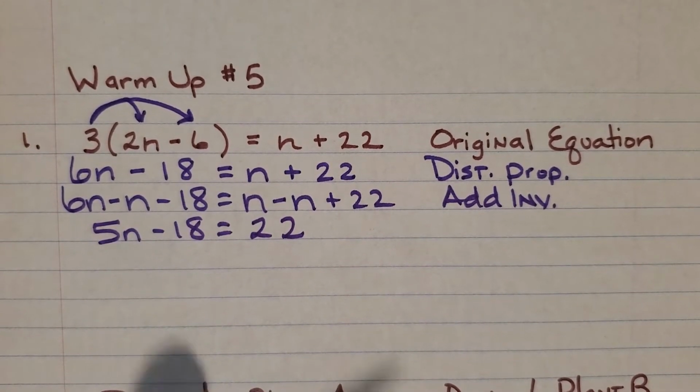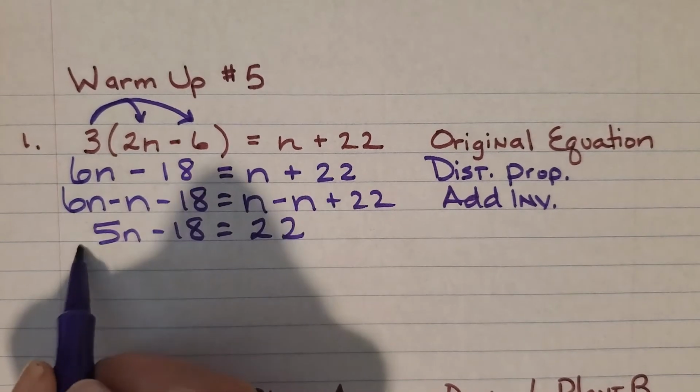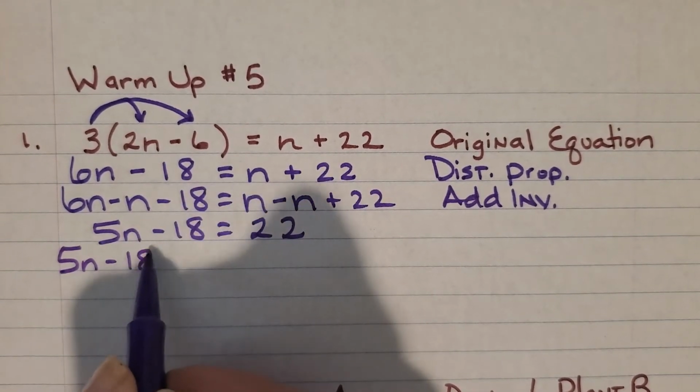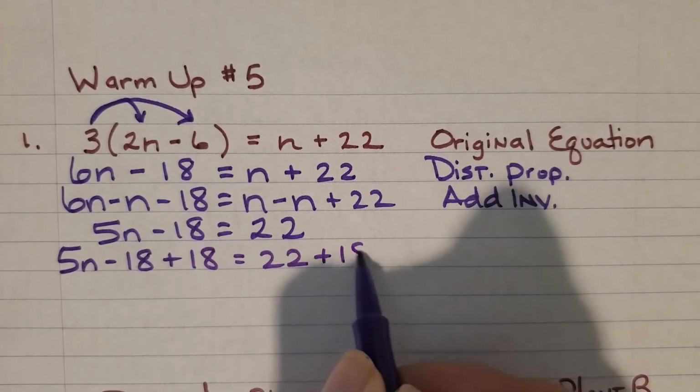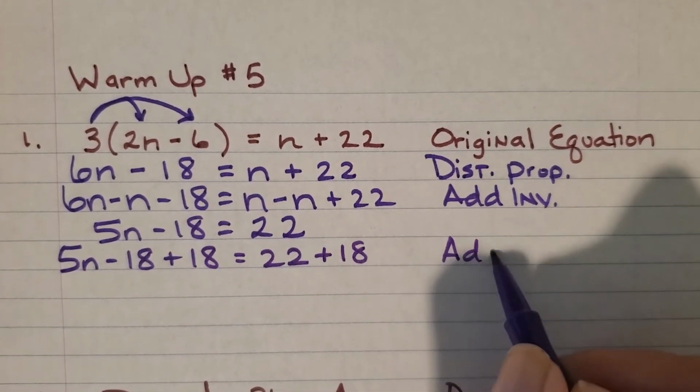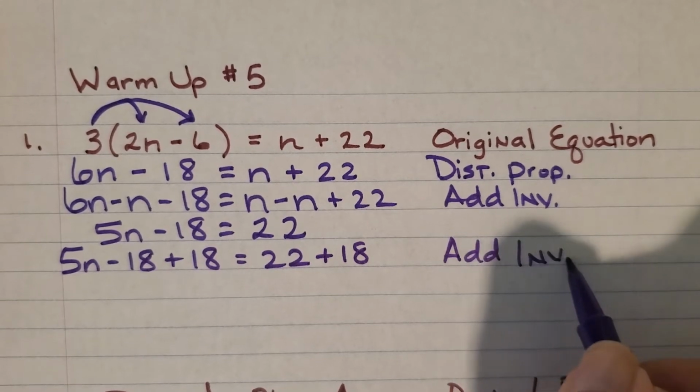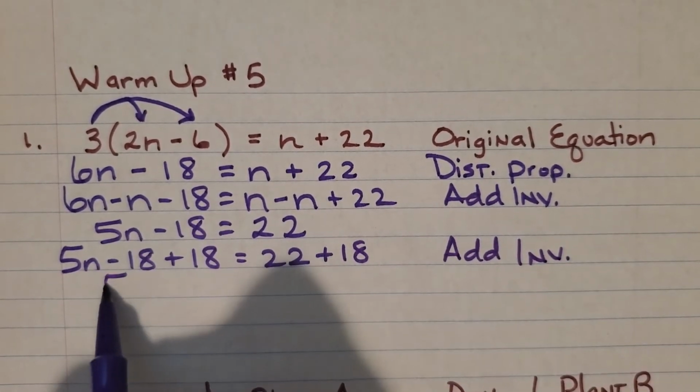And now I would like to get rid of this constant, so I'm going to use the additive inverse property again, which states if we add the opposite, we get 0. So I'm going to simplify.